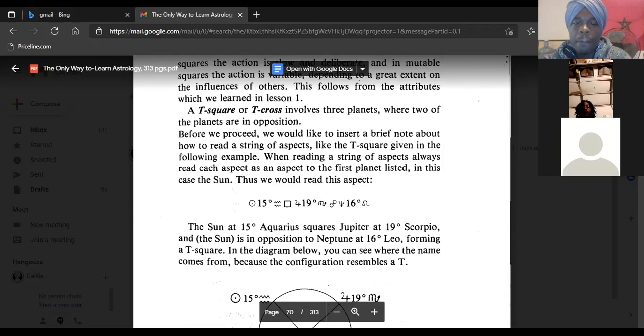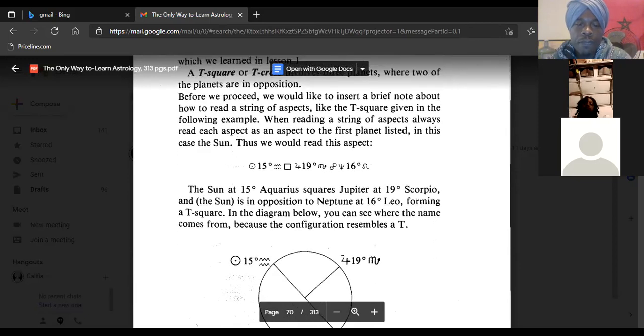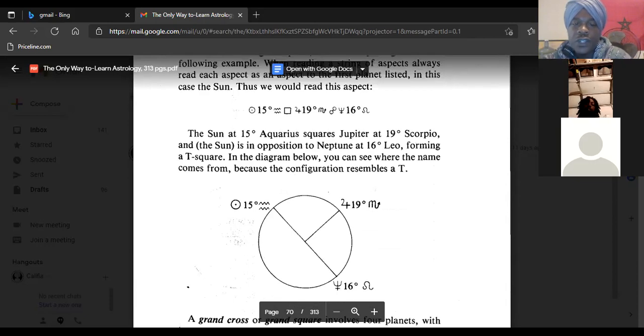Before we proceed, we would like to insert a brief note about how to read a string of aspects, like the T-square given in the following example. When reading a string of aspects, always read each aspect as an aspect to the first planet listed, in this case, the sun. Here's an example of how you would read that. The sun at 15 degrees Aquarius squares Jupiter at 19 degrees Scorpio, and the sun is in opposition to Neptune at 16 degrees Leo, forming a T-square. In the diagram below, you can see where the name comes from because the configuration resembles a T. Here's an example.